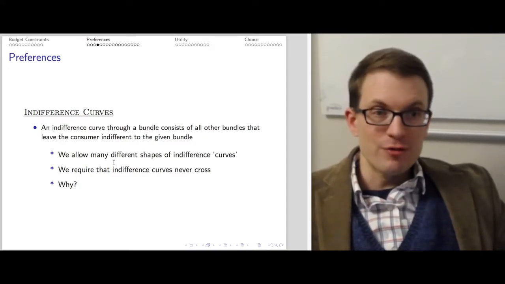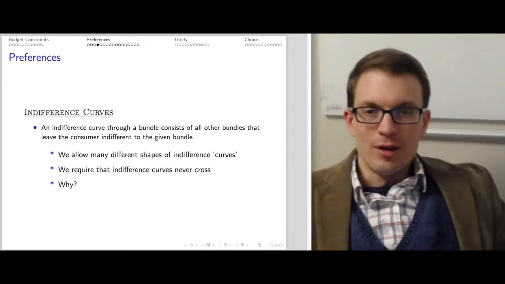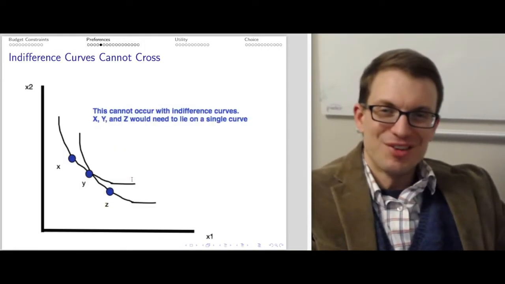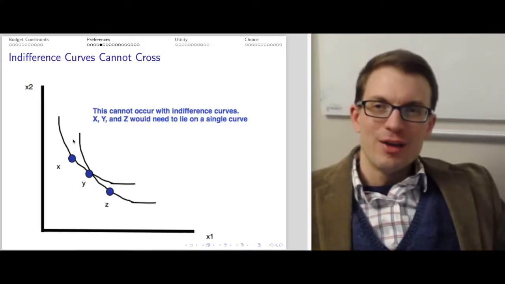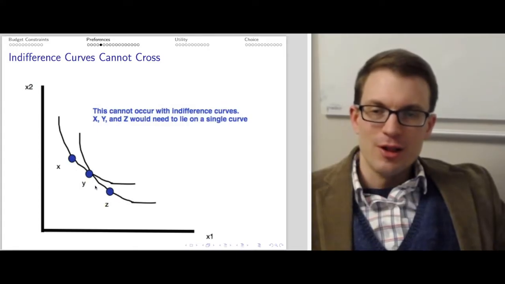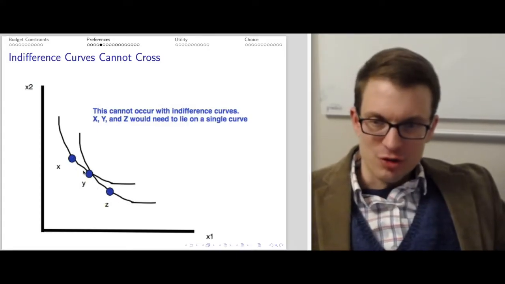And we allow a lot of different shapes of indifference curves, but we don't allow them to ever cross. So why? Well, if indifference curves cross, we have a problem. This actually violates the property of transitivity that we assume for indifference curves. But I mean, we could just see this right here.